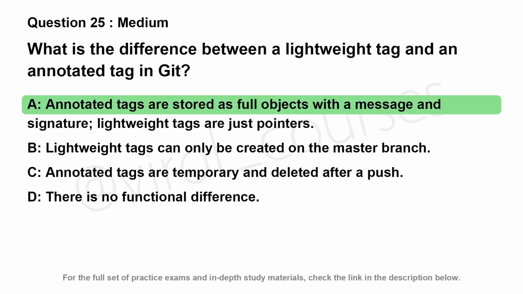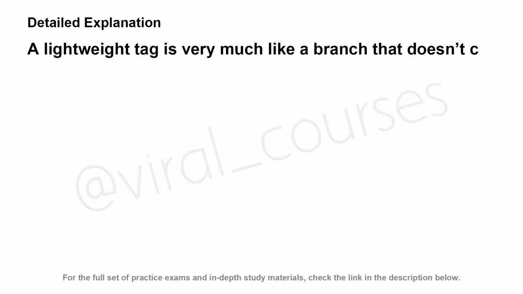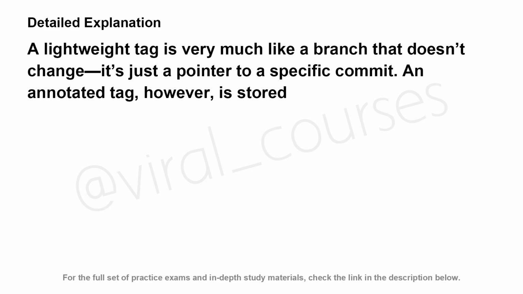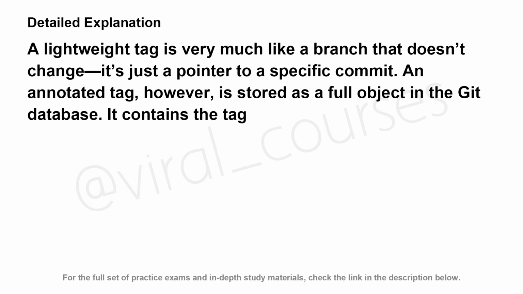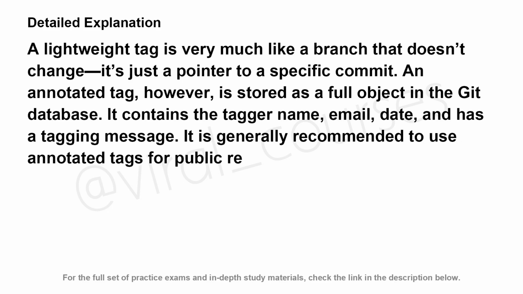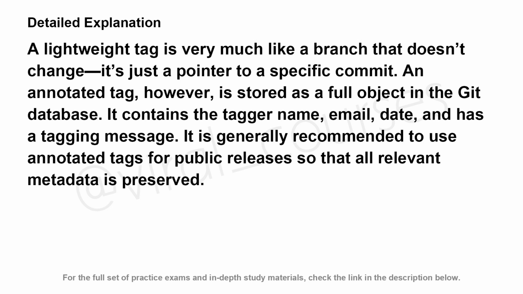The correct answer is A. A lightweight tag is very much like a branch that doesn't change. It's just a pointer to a specific commit. An annotated tag, however, is stored as a full object in the Git database. It contains the tagger name, email, date, and has a tagging message. It is generally recommended to use annotated tags for public releases so that all relevant metadata is preserved.